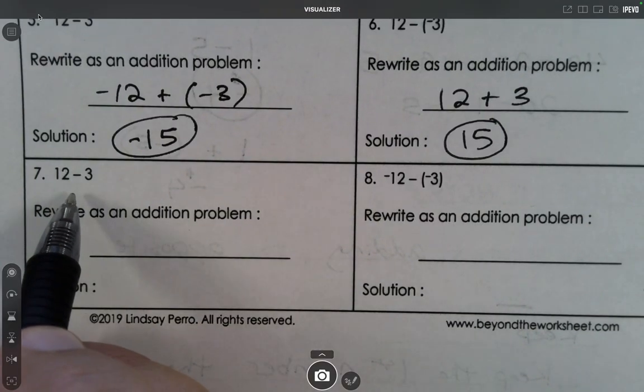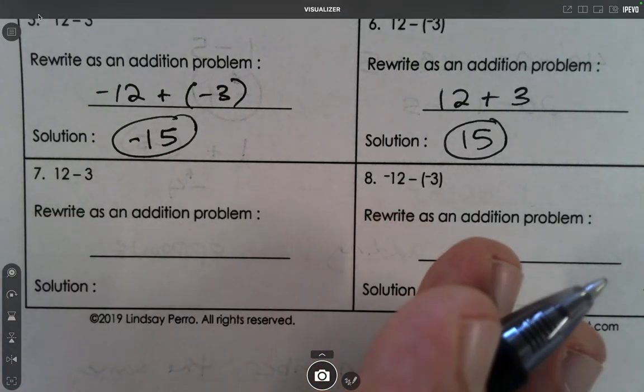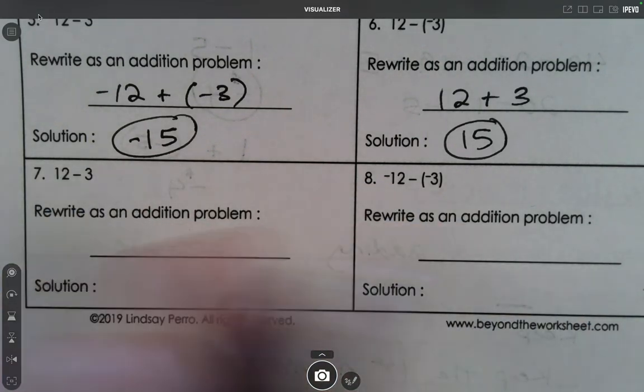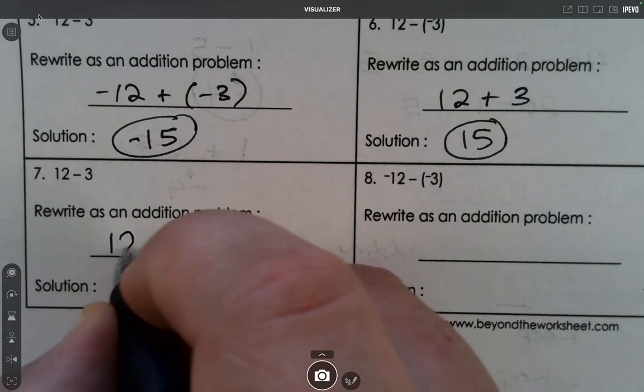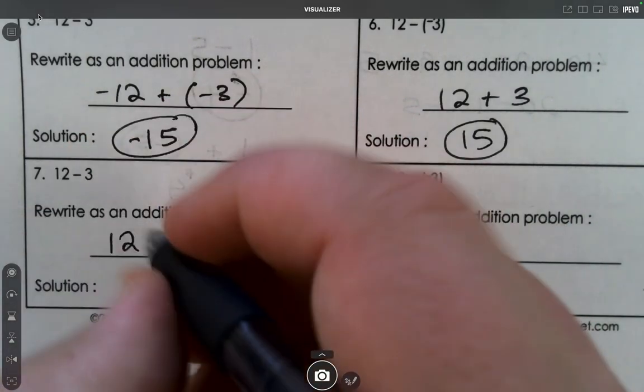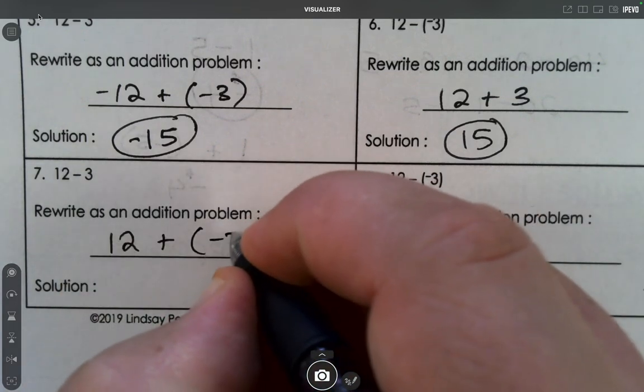Now I know number 7 you could do without keep, change. On a quiz or test, you are welcome to do it just the normal way. But for the sake of practicing the method, I'm going to do it with keep, change. So we keep 12 the same. We change the minus to plus. And we change it from a positive 3 to a negative 3.